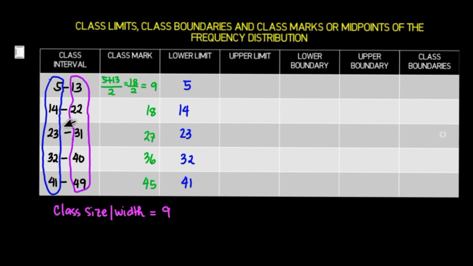Next naman is yung upper limit. Kung mapapansin nyo, binilugan ko na rin yun. Ito po, lahat naman po na nasa right side. So, kopyahin lang po natin: 13, 22, 31, 40, and then 49. So, yan po yung lower limit at saka upper limit.